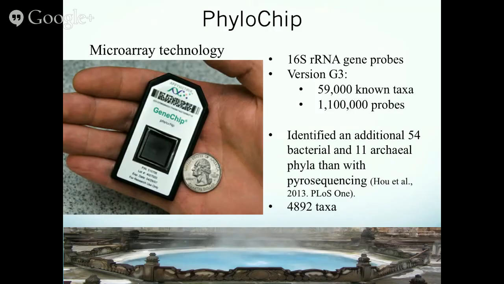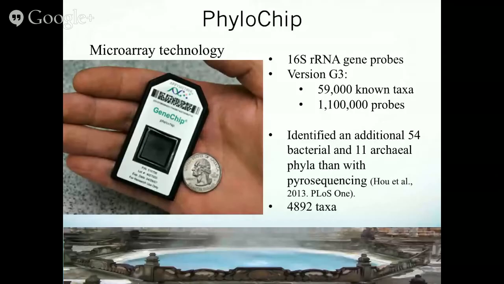So we were able to identify an additional 54 bacteria and 11 archaeal phyla than what we did with the pyrosequencing earlier that I mentioned with the PLOS ONE paper. So we greatly increased the biodiversity that we knew of in these particular springs using this. And I should mention that with the pyrosequencing, we had a fair number of reads, 10 to 15,000 reads per site. So we could probably do a little more sequencing, especially if we started using the Illumina platform. We can get more into this rare biosphere and detect more of these phyla.